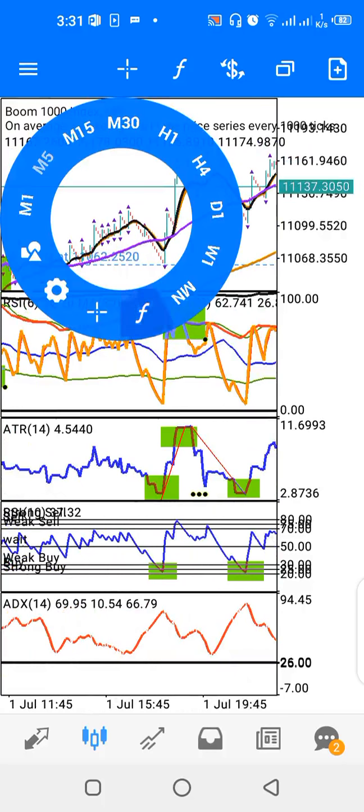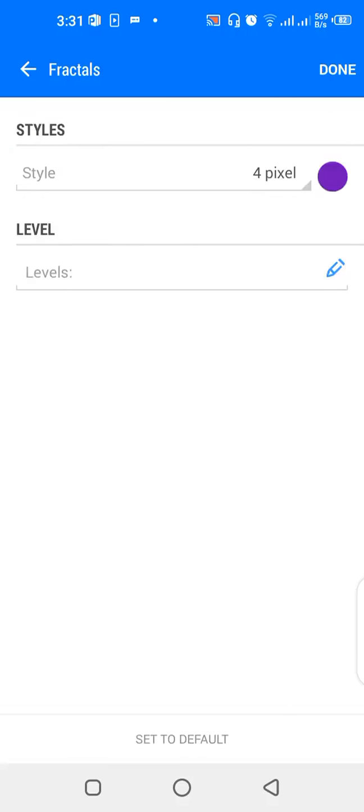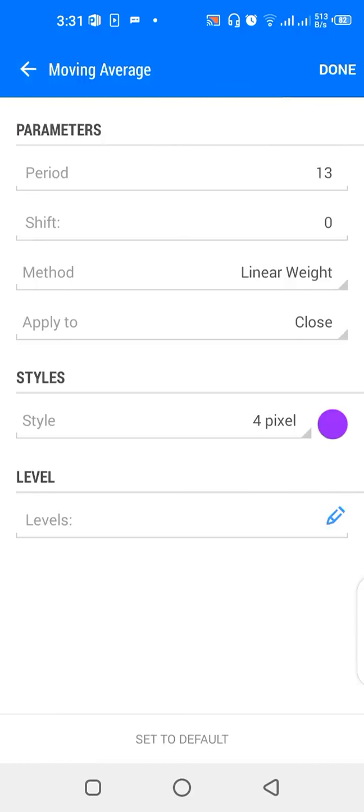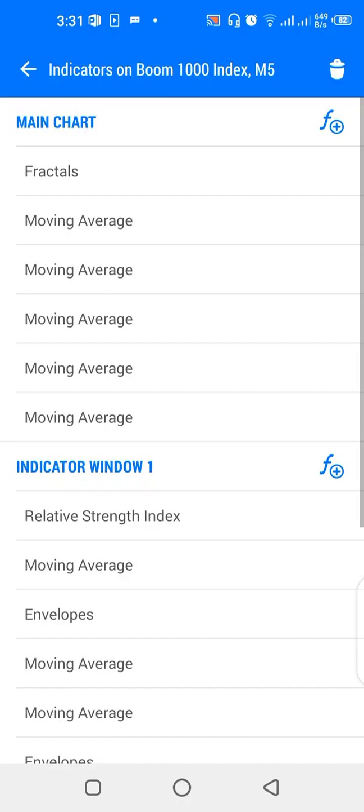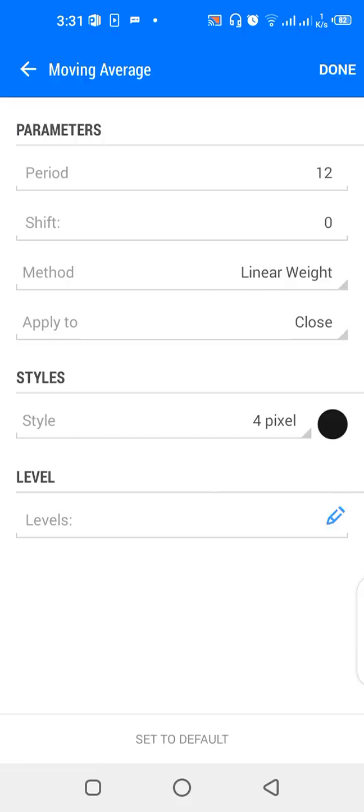Let's look at the settings. The first one on the main chart is the fractals. The second indicator is moving average, 13 period, shift is 0, method is linear weight, apply to close, color is purple. You also have 14 period, linear weight, apply to close, color is orange. Then you have 12 period, shift is 0, linear weight, apply to close, color is black. Then you have 50 period, shift is 0, method is simple, apply to close, color is purple. Then you have 200 period, method is simple, apply to close, color is orange.